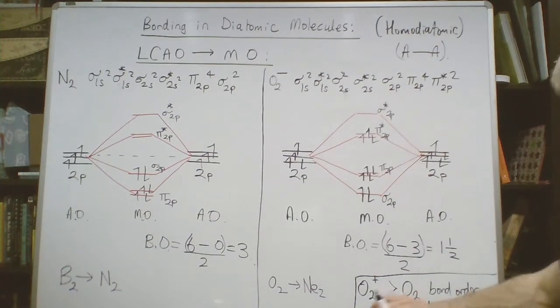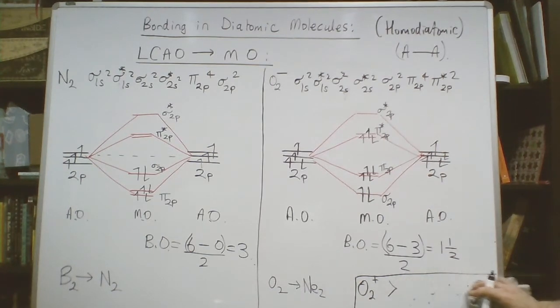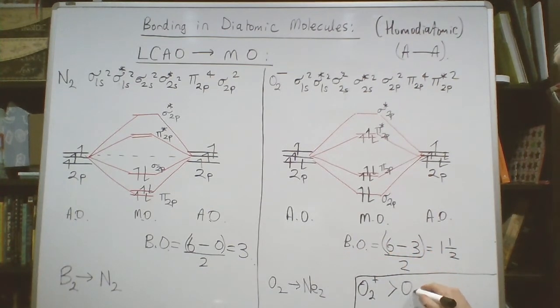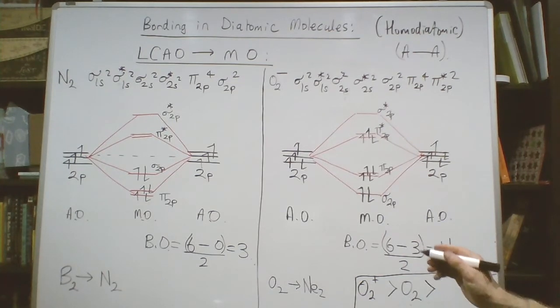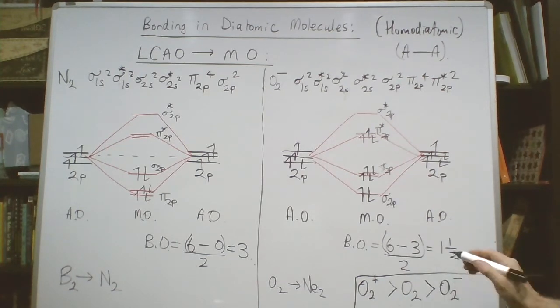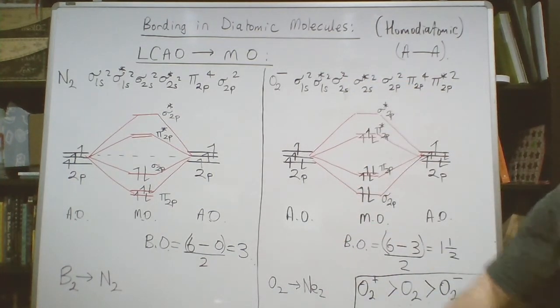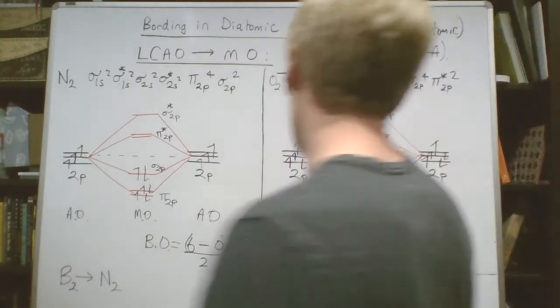So now we can say, in terms of stability and bond strength, that O2 positive is more stable, with a shorter bond than O2, but O2 is more stable with a shorter bond than O2 negative. So you can often be asked for a homodiatomic plus an extra electron or minus an extra electron. So be on the lookout for how to do that.